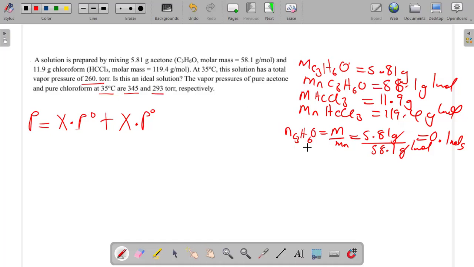So I do the same. The number of moles for chloroform, which is HCCl3, will be equal to, we apply the same formula, mass divided by molar mass. The mass that we've been given is 11.9 grams, divided by the molar mass for our chloroform, which is 119.4 grams per mole, right? So there we can divide. The grams and the grams will cancel, meaning you are going to remain with moles as a final answer.